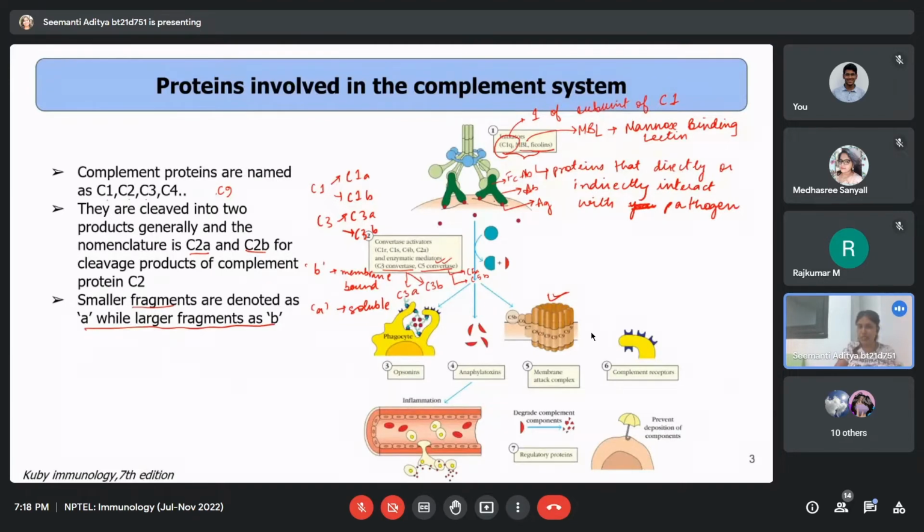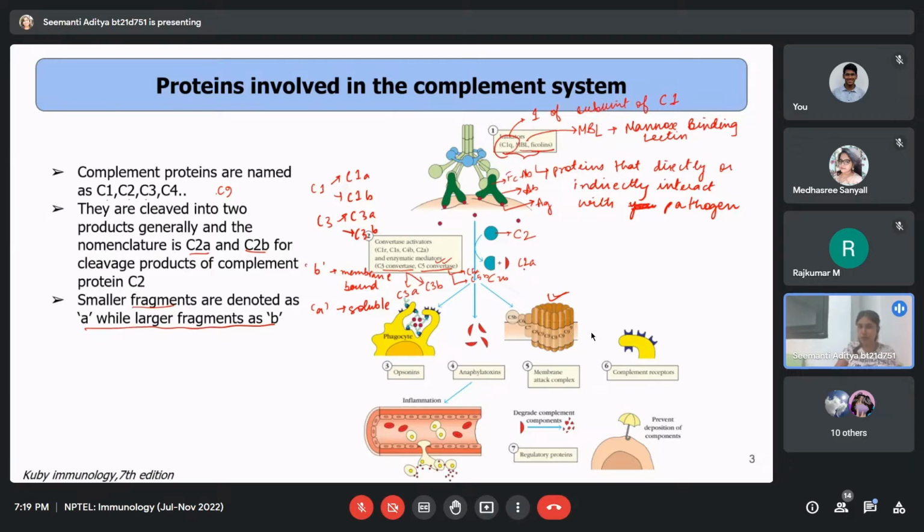Once the initiator protein starts the activation of complement, several complement proteins get broken down. So see, this is suppose a representation of a complement protein. Say C2, and it will get broken down into C2a and C2b. So one is the red portion and the other is the blue portion. One will be membrane bound and the other is free or soluble form.